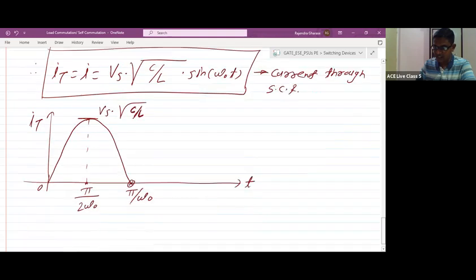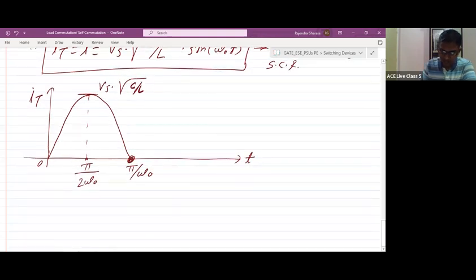Now you can check that at t equal to pi by omega 0, the current flowing through the thyristor becomes 0. The meaning is that the first condition for commutation has been reached. Now from here to here, the thyristor is in the on state. Next, we will discuss what happens to the thyristor after pi by omega 0.